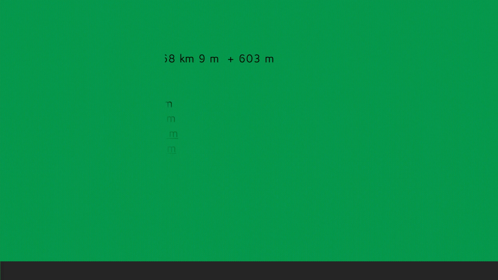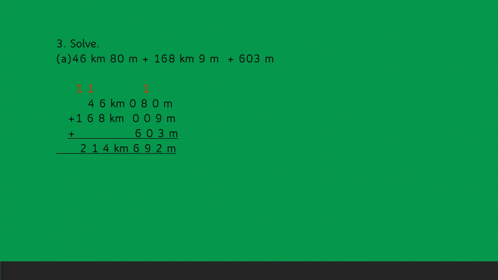Now children, see the third A part. Solve 46 kilometer 80 meter, 168 kilometer 9 meter, 603 meters. Now make the column of kilometers and meters separately. Now the digit written as kilometer, that you will write in the kilometer part, and the digit written as meter part, that you have to write in the meter column.